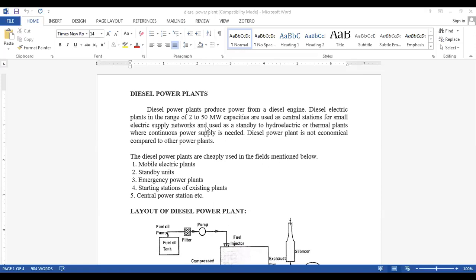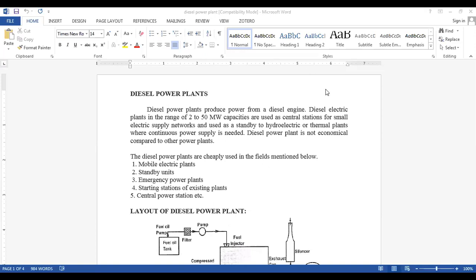With the diesel power plants. So we have already discussed in our previous lecture that a diesel power plant produces power from diesel. Diesel is taken as a fuel, and it is a diesel engine, which is considered an internal combustion engine. It's a 4-stroke or a 2-stroke engine.